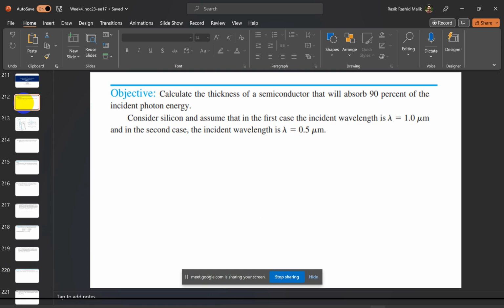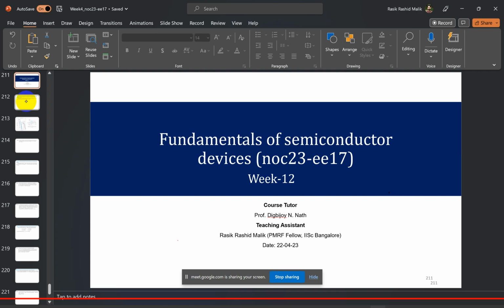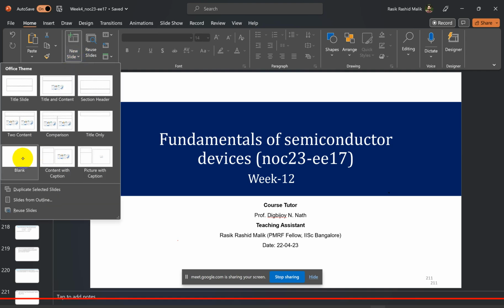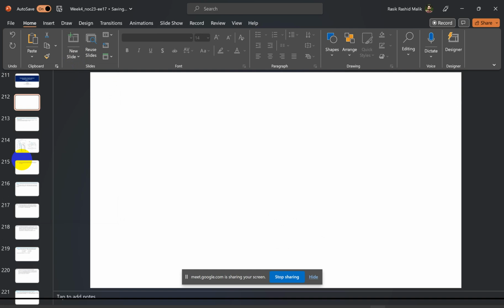The first question is about the optical absorption, where we have to calculate the thickness of a semiconductor that will absorb 90% of the incident photon energy. Before solving this question, let's give a brief overview of the optical absorption, because this comes under the optical devices.